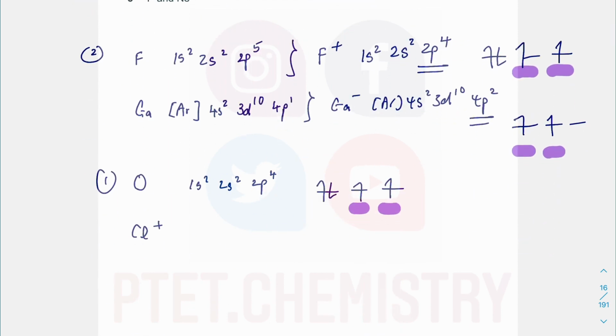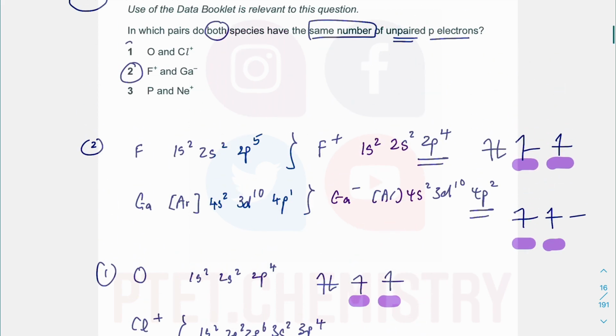And then Cl plus has lost 1 electron from the atom. It's going to have the configuration of sulfur, because it's lost 1 electron, right? It's going to look like sulfur, which is 1s2, 2s2, 2p6, 3s2, 3p4. And 3p4 is going to look exactly like the oxygen above it, except that it's got 1 extra shell. So it's got 2 electrons that are unpaired in the p subshell as well. So they have equal number of unpaired electrons in the p subshell. So 1 is also correct.